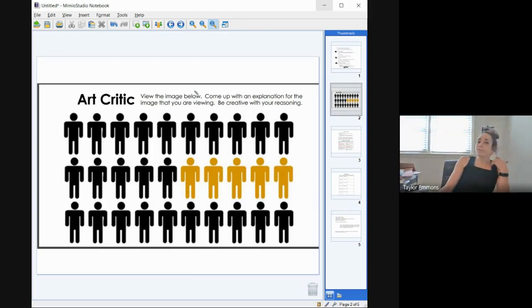So you're supposed to view the image below, come up with an explanation for the image that you are viewing. Be creative with your reasoning.